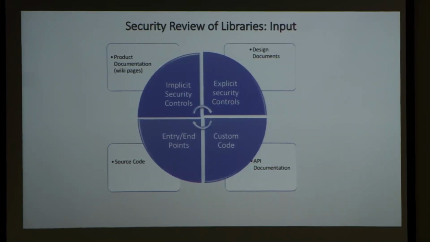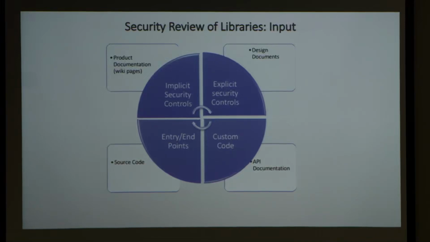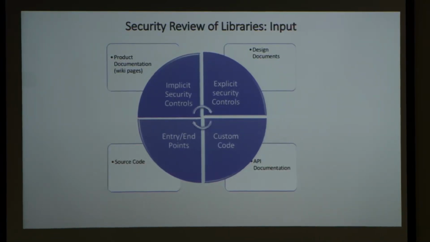Now you will ask me, what is the difference between implicit security controls and explicit security controls? Explicit security control is something that is offered by the library by default. For example, if there is an input validation filter, every single input that is passed to the library APIs goes through the input validation filter so that it can avoid all the injection flaws. That is something offered by default. So that becomes an explicit security control. Now what is an implicit security control? It means something that is offered by choice.